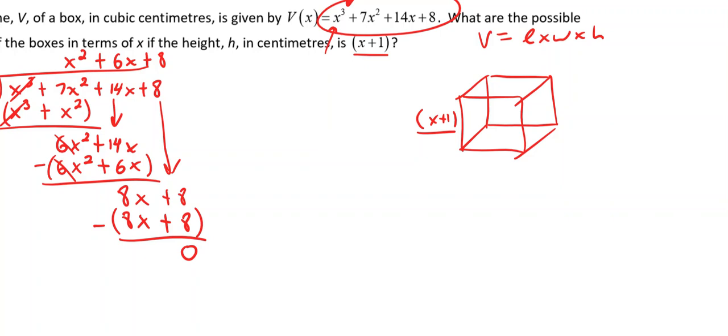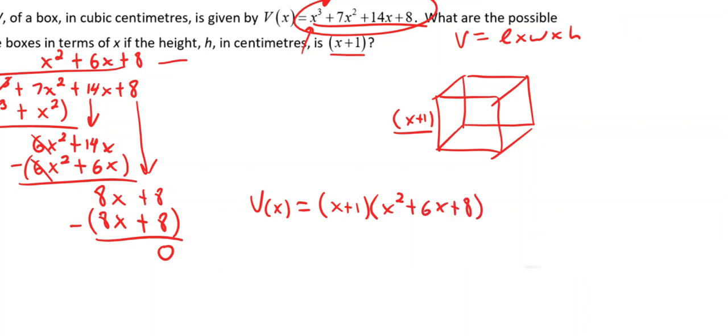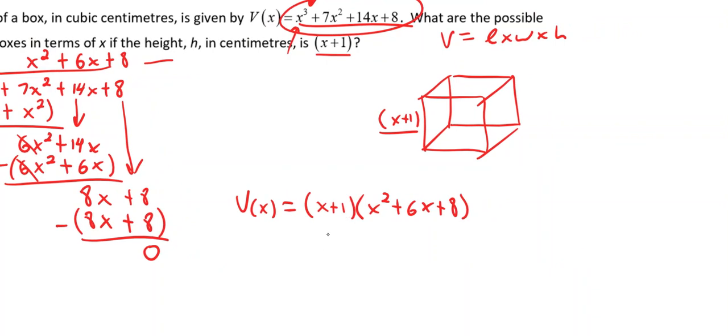So now, if we factor this guy, right, we could say V of x is equal to, well, I know one of my factors is x plus 1. And the other one is what I just found there, right? x squared plus 6x plus 8. Okay, well, there's my length, is that one, right? And then my width must be made up of those two, but you guys have done this before, right? Can't we just factor this now that we're looking at a quadratic?